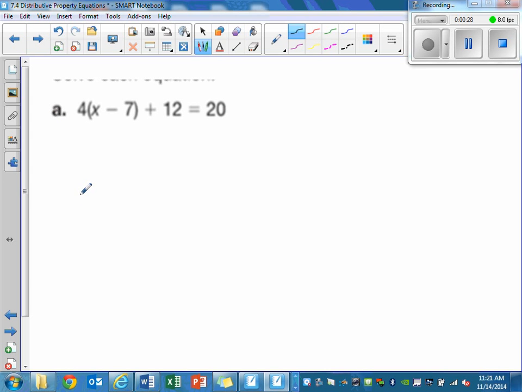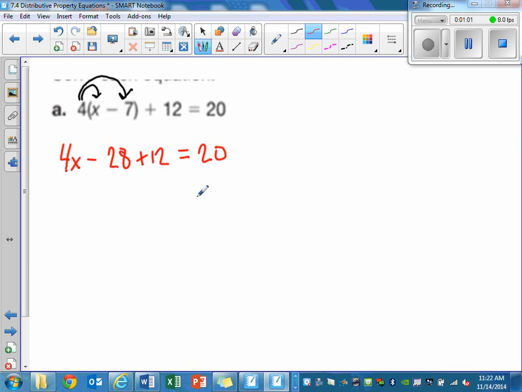So letter A. The first thing you want to do is always use the distributive property to start simplifying if you see that. So remember, this means 4 times everything in the parentheses. We're going to have 4 times x and 4 times 7. So 4 times x is 4x. There's a minus in the middle, so we put a minus in the middle. 4 times 7 is 28. Then I'm just going to rewrite what I still have. Plus 12 equals 20.